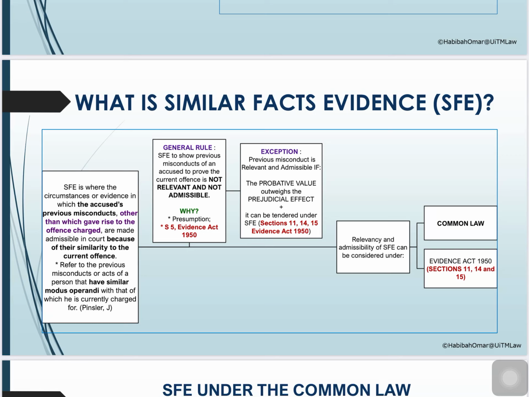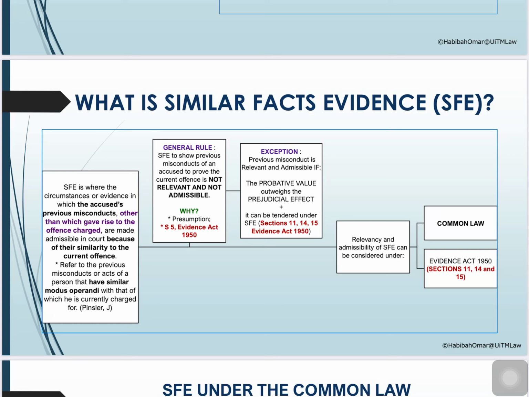So when we are talking about similar facts evidence, as a general rule, the previous misconduct of the accused person, which is not related to the current charge, is basically not relevant and not admissible to be tendered as evidence in the court to prove the current charge.